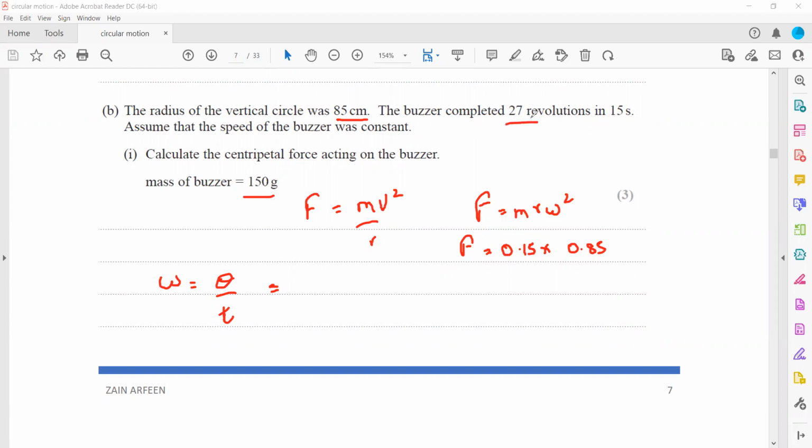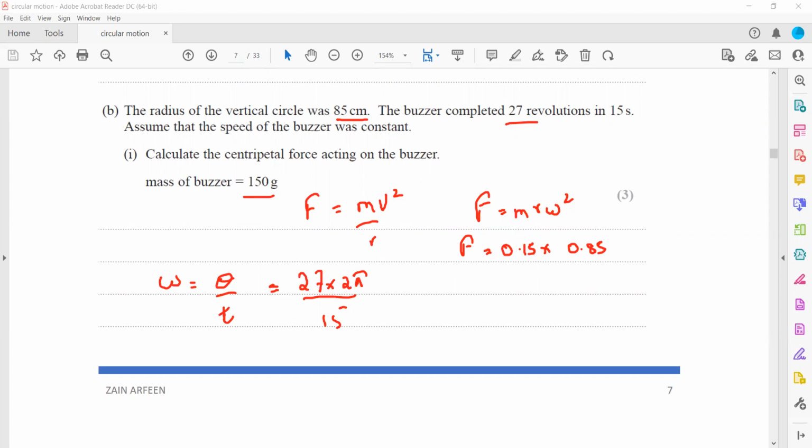Theta can be the complete 27 revolutions. In one revolution, there are 2 pi radians. So in 27 revolutions, it will be 27 times 2 pi, divided by the total time. How much time did it take? It took 15 seconds. So this will give us the value of omega. Omega equals 2 pi times 27. Why 27? Because there are 27 revolutions. That's why we multiply by 27 and divide by 15.